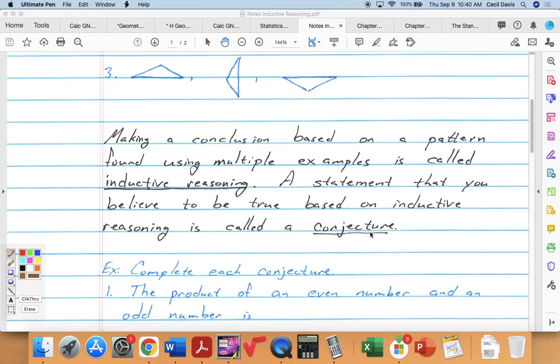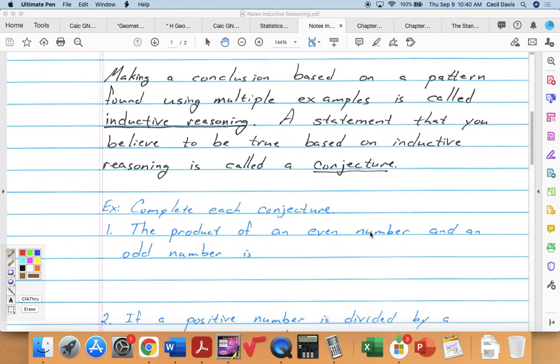So, making a conclusion based on a pattern found using multiple examples is called inductive reasoning. A statement that you believe to be true based on inductive reasoning is called a conjecture. When you make a conjecture, you're saying, this is what I have observed. This is the pattern that I see. And again, I will caution you, when you use inductive reasoning, sometimes you end up with the completely wrong answer.